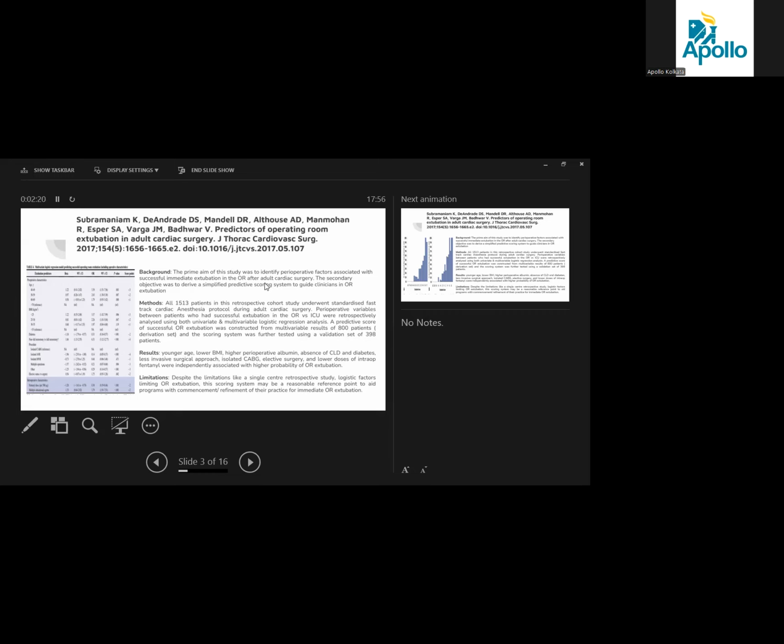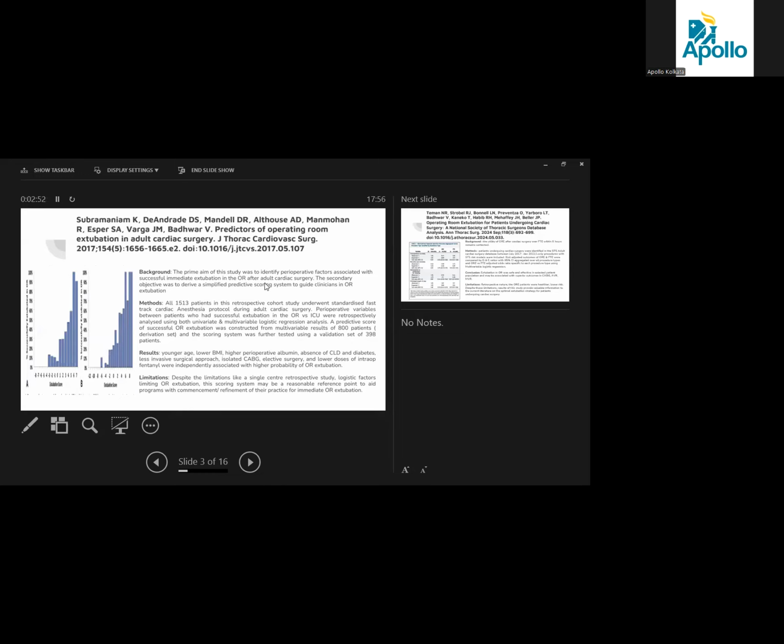As we can see in the table here, the age group of 40 to 49 was given a positive score. BMI less than 25 was also given a positive score, whereas diabetes was given a negative score, and urgent surgery was also given a negative score. They applied this scoring system on the validation set of 398 patients who underwent extubation in the operating room, and a strong association was found between a high positive score and successful extubation in the OR.